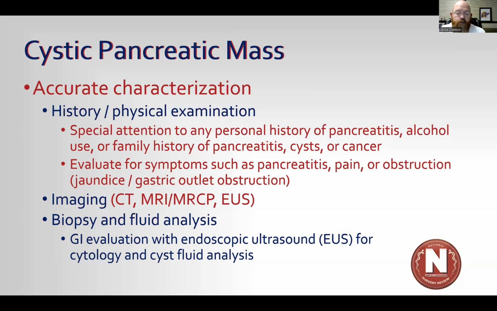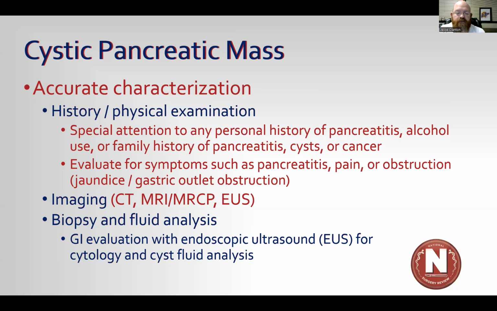Imaging is going to be very important, whether it's CT scan or MRI or MRCP. And again, utilizing our GI colleagues with endoscopic ultrasound. I'll start off with CT or MRI and MRCP, and EUS is often very helpful to better characterize any lesions that you do identify in the previous sets of imaging.